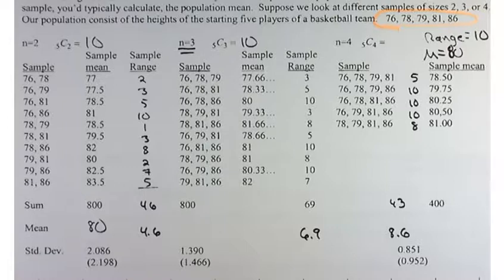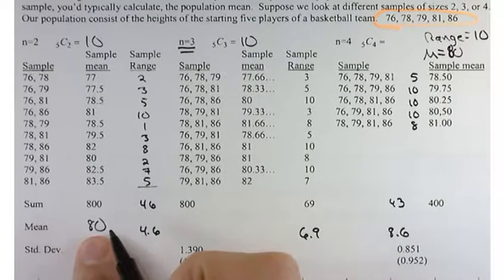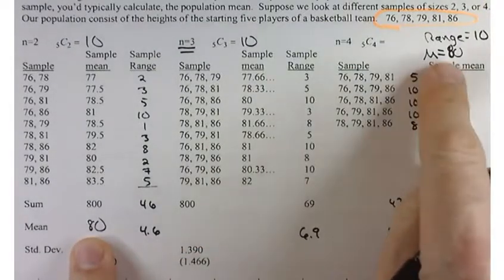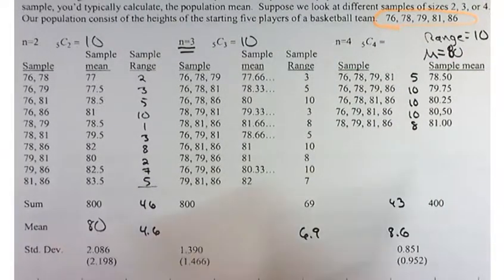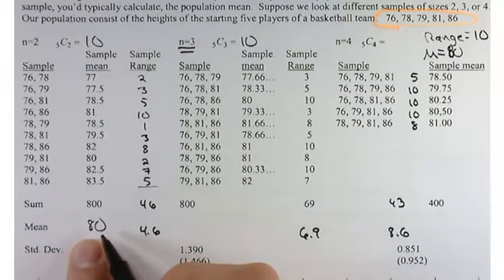And that's what we want. We want something that's a good estimate of our population parameter. This is our sample statistic. This is our population parameter. On average, we're doing okay here.